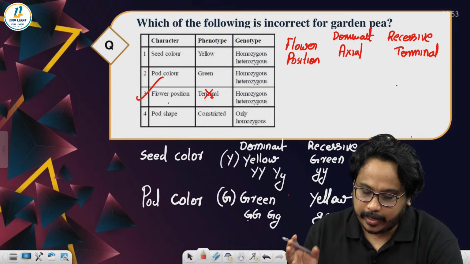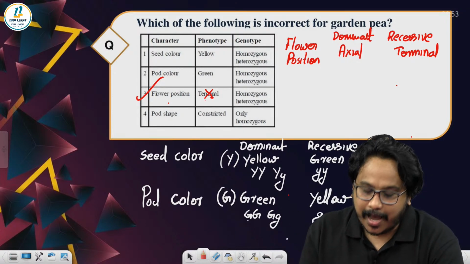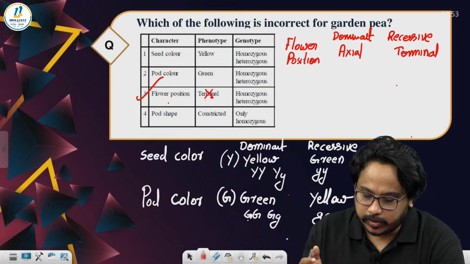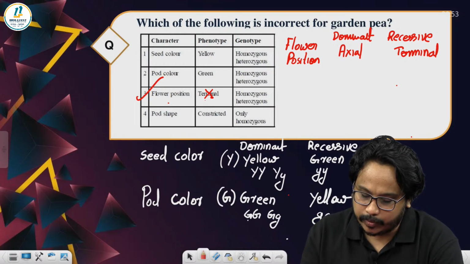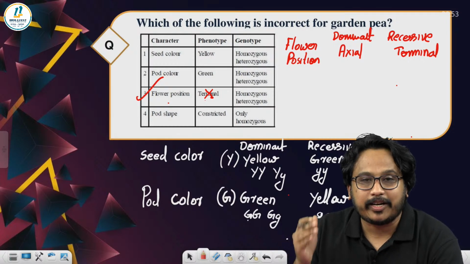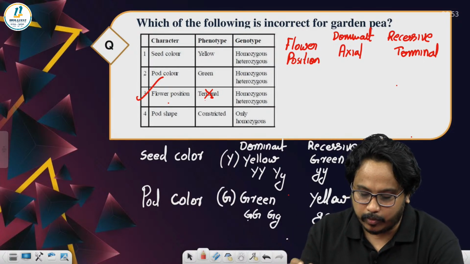So seed color, if you take, yellow and green will be coming. Yellow is dominant, green is recessive, and yellow can be written either in homozygous or heterozygous. Pod color, if you take, green is dominant and yellow is recessive. So green can be written in homozygous condition or heterozygous condition, and yellow should be homozygous.